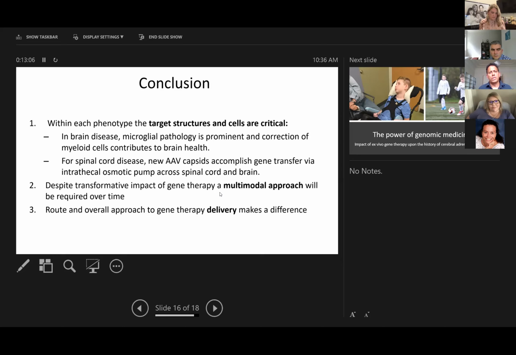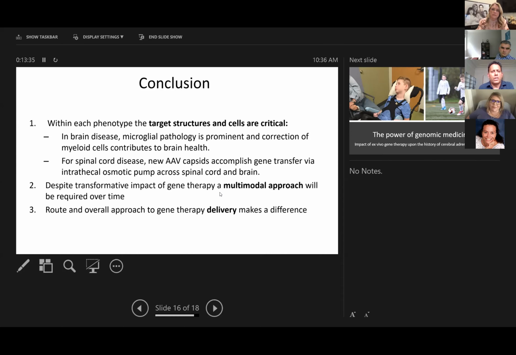So in brain disease, microglial pathology is prominent, needs correction, and can be corrected through bone marrow cells. For spinal cord, you likely need a different approach. And here the AAVs, as in spinal muscular atrophy, have been very successful. But over time, we'll probably see a multimodal approach where different gene therapies might be combined, and the route and overall approach really make a difference.